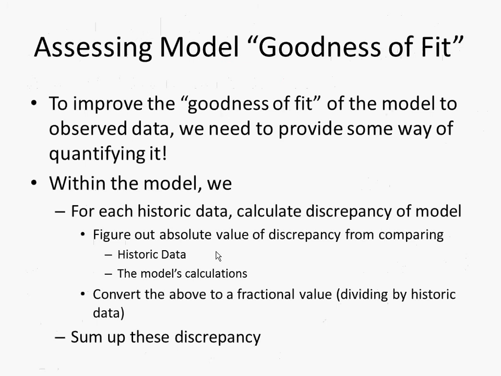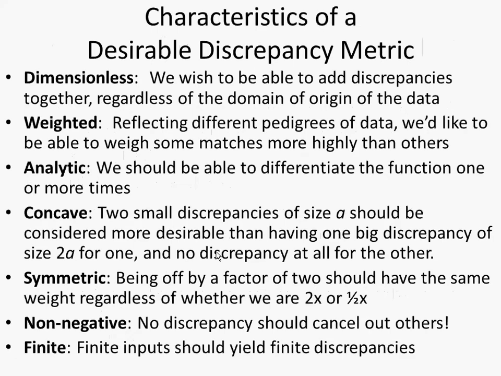Okay, and here we're trying to improve the goodness of fit, or reduce the badness of fit to the observed data. To do this, we're going to have to quantify this discrepancy. So for each historical data point, we're going to calculate some discrepancy of the model. We're going to figure out the absolute value of the discrepancy by comparing historic data to the model's calculations. And for reasons we'll talk about in just a sec, we're going to convert it to a fractional value and sum this up.